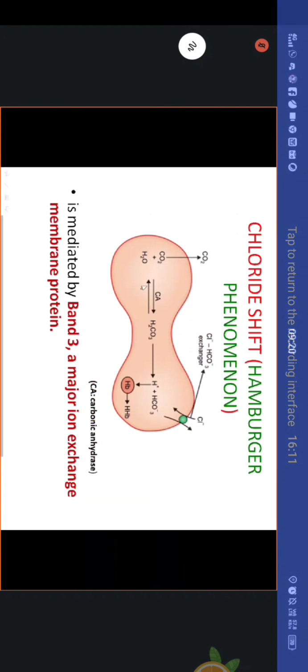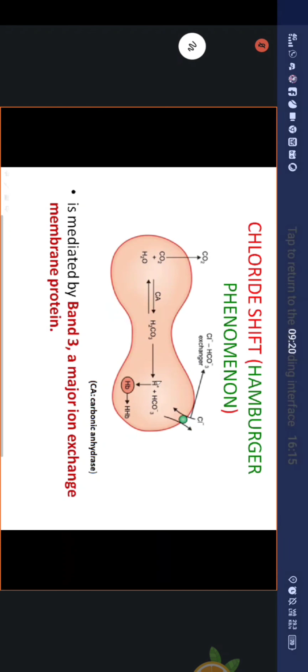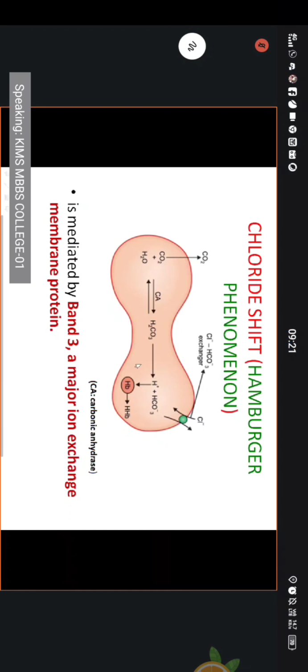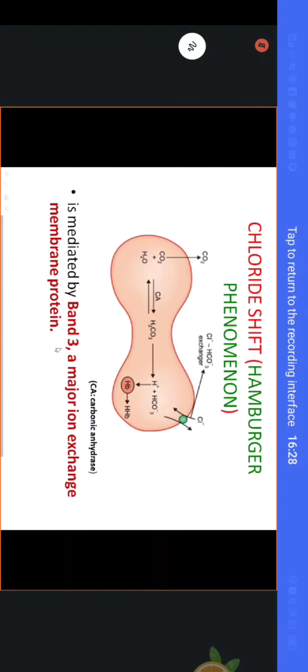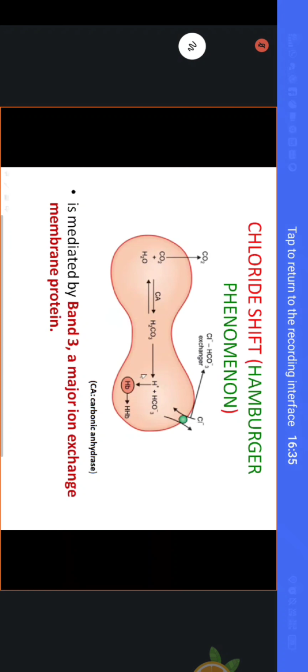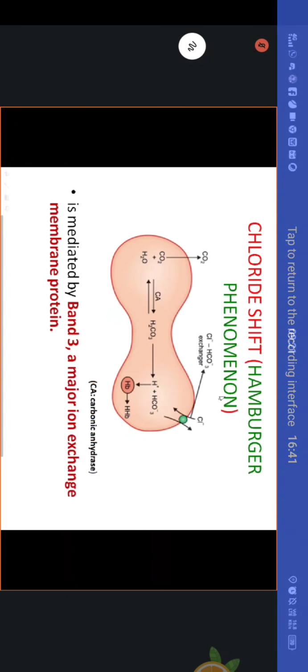So, as I told, to compensate the loss of bicarbonate, that means less negativity, we will get other negative ions inside, especially chloride. This is possible by the help of the chloride bicarbonate exchanger. It is also known as band 3, a transmembrane protein. Because of this shift of chloride ion, this phenomenon is called chloride shift. It is also known as the Hamburger phenomenon.